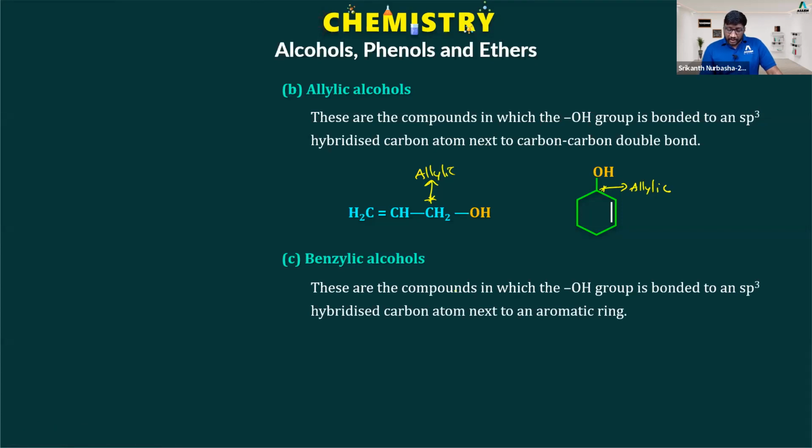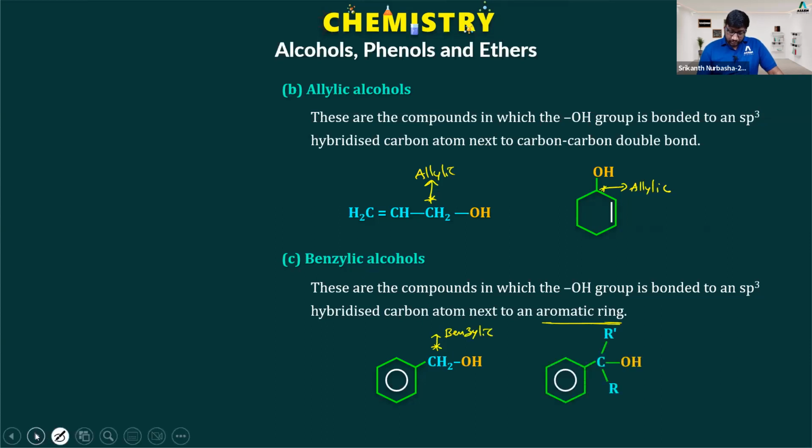Benzylic alcohols are the compounds in which the OH group is bonded to an sp3 hybridized carbon atom next to an aromatic ring. Like here, OH is connected to this carbon, which is connected to the aromatic ring, so it is said to be benzylic. This is also benzylic because OH is connected to a carbon connected to the aromatic ring. So allylic and benzylic alcohols also have the OH group connected to a carbon which is sp3 hybridized.